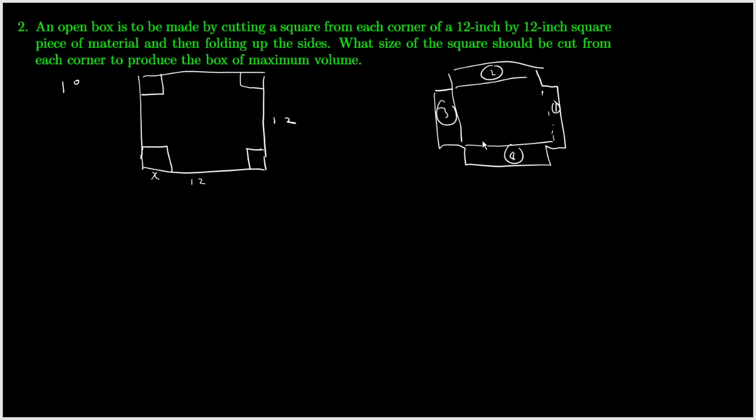Okay, so that's the problem. Actually, the actual problem is what is the size of the corner squares you want to cut off to make the resulting box have the largest possible volume. We want to maximize the volume. So do you see the problem? What size of the corner squares should be cut from each corner to produce the box with the largest possible volume? So that is the problem.